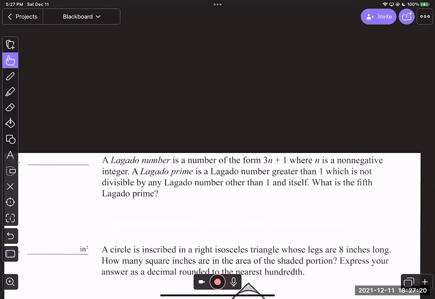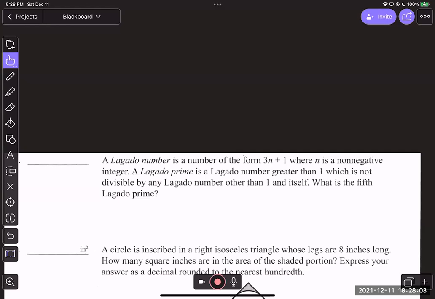Problem number 1. Anyone do this one? I did. All right, let's hear it. What answer did you get first? 31. You got 31? Yeah. Okay, how'd you do it? I forgot what I did. Let me see. Okay, well, I just found all of the primes that are a Legato number.